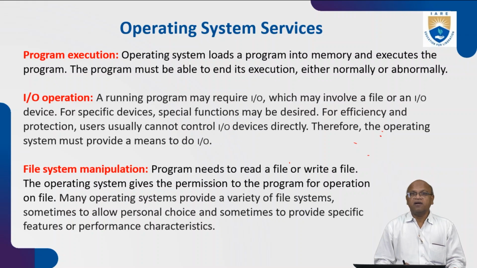Then file system manipulation. There must be some program behind the OS that is doing all these jobs. The program needs to read a file or write a file, and the operating system gives permission to the program for operations on files. Many operating systems provide a variety of file systems, sometimes to allow personal choice and sometimes to provide specific features or performance characteristics. We'll discuss one by one in detail in the coming slides.